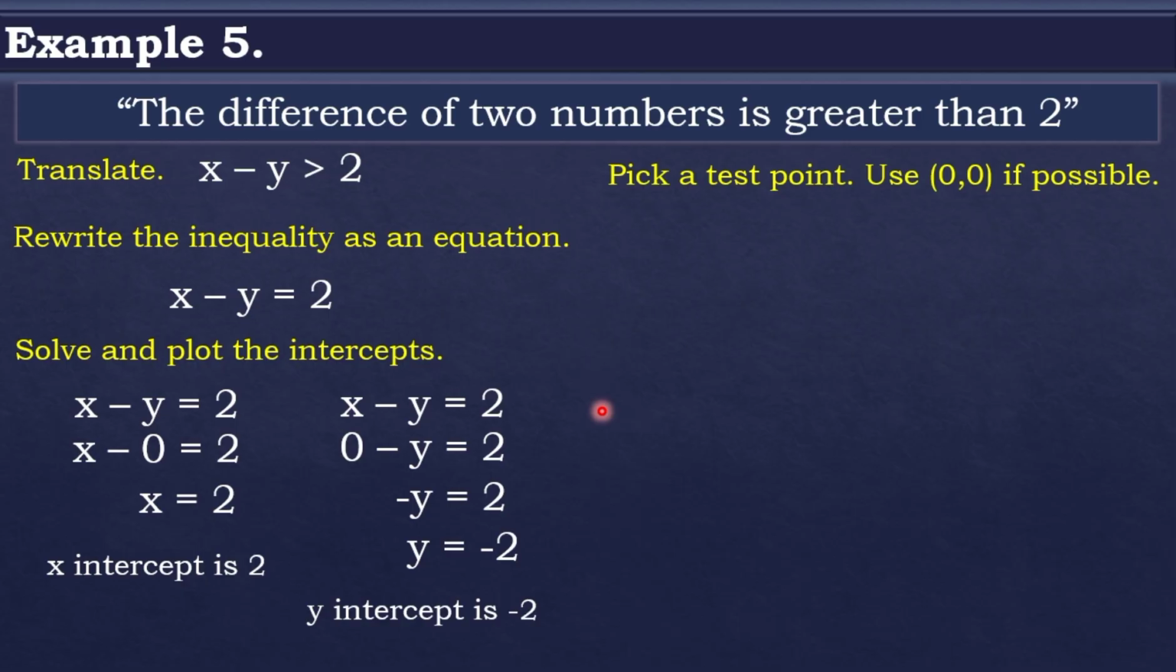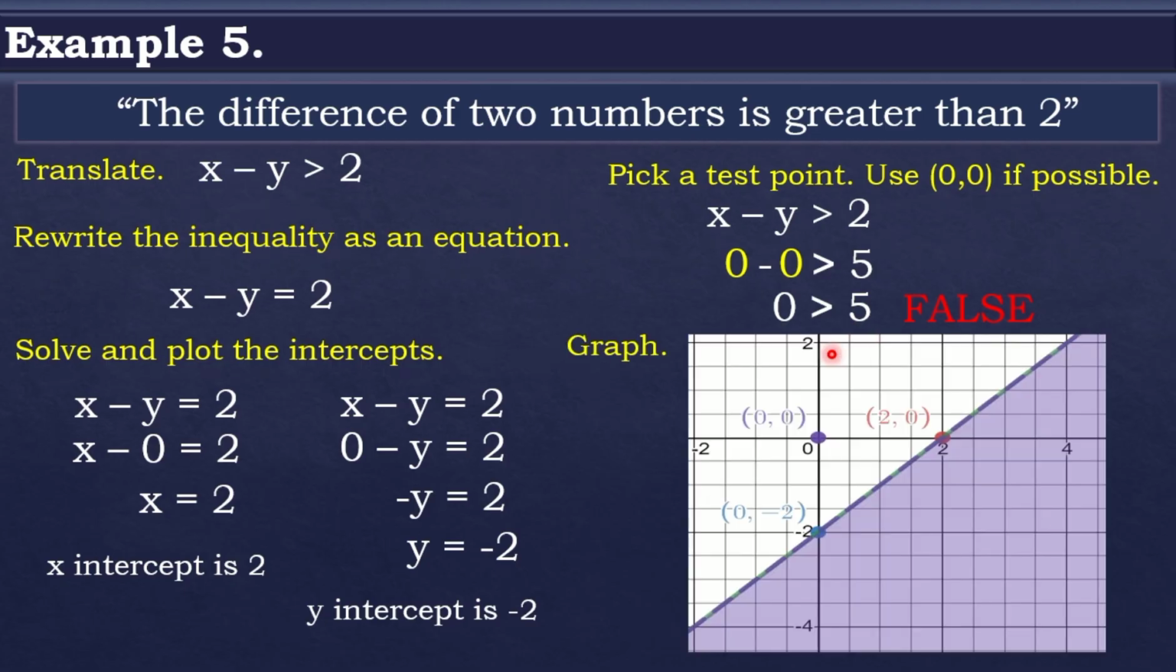So, your y-intercept is negative 2. Now, let me get test points. I will be using 0, 0 to make it faster. So that is 0 is greater than 2. Is it true that 0 is greater than 2? No, this is false. Okay? So when we graph it, plot the x-intercept again. This is 2, 0. And this is 0, negative 2. So this is your x-intercept. This is your y-intercept. Okay? I took the test point 0, 0.